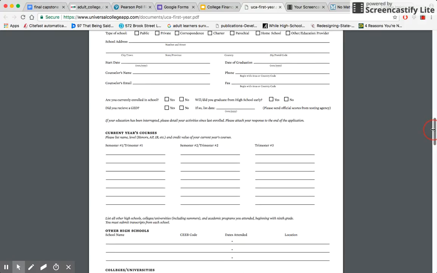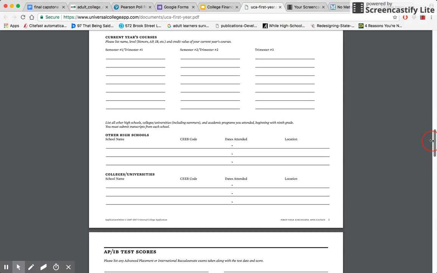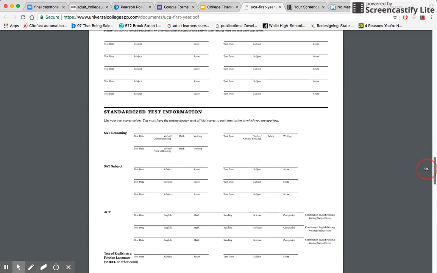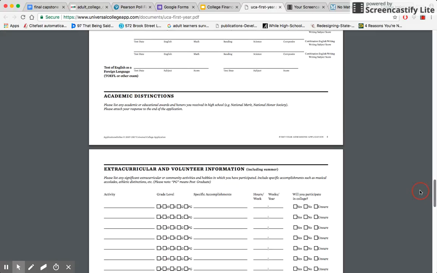Academic information, we could look up scholarships in regards to academic information, but these are just some of the basic areas that you would be looking at in regards to the application.